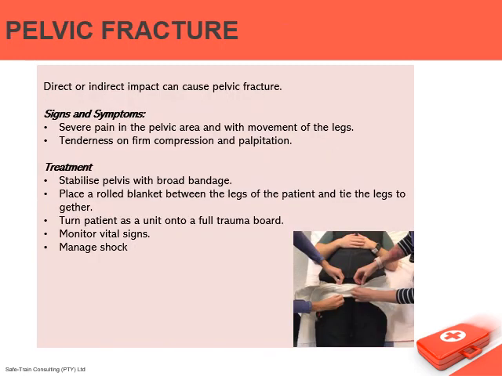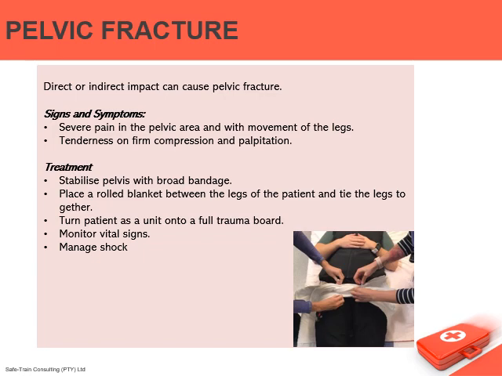Pelvic fracture. The pelvis is surrounded by strong muscles, and you will seldom find open fractures. Direct or indirect impact can cause pelvic fracture. Occasionally, bone fragments can lacerate the rectum, vagina, bladder, blood vessels, or uterus. As a result, 40% of the patients will develop hypovolemic shock.